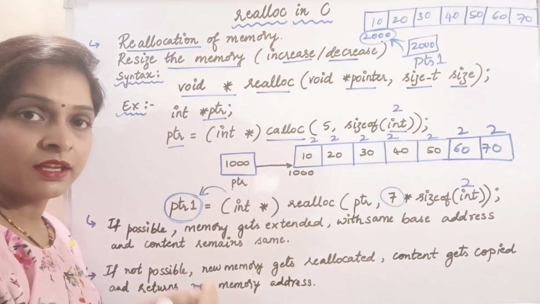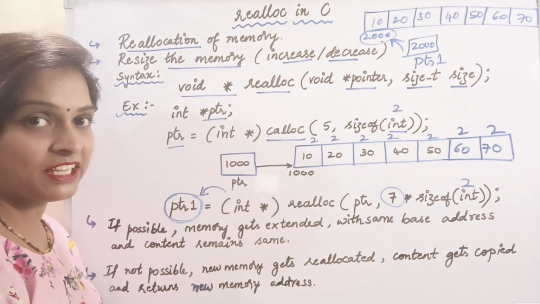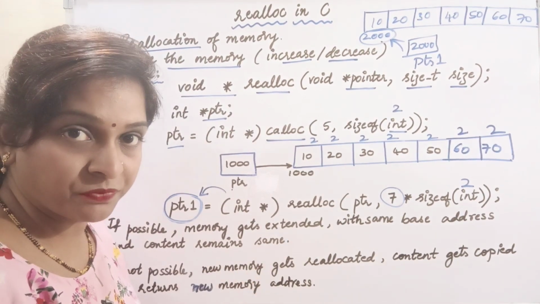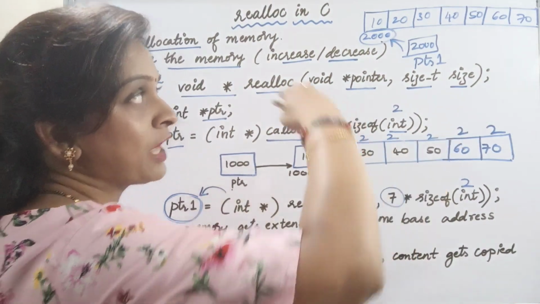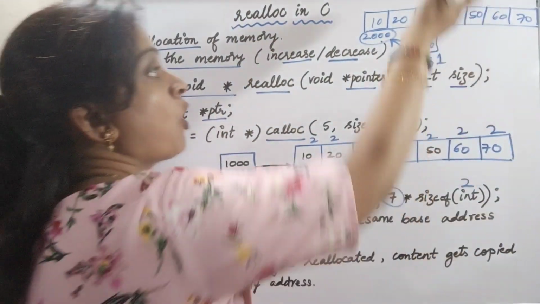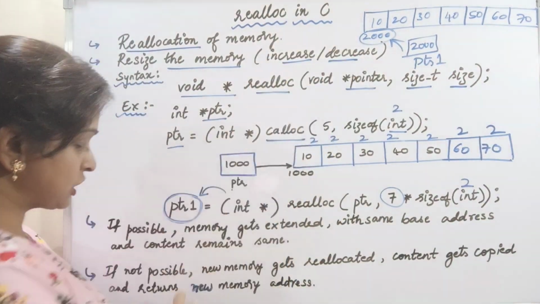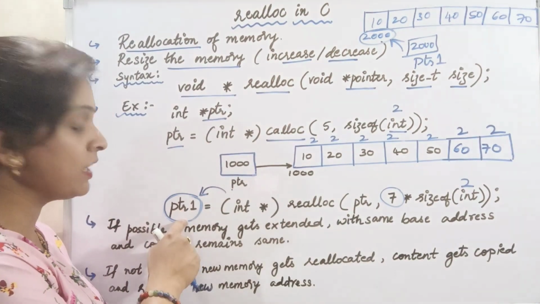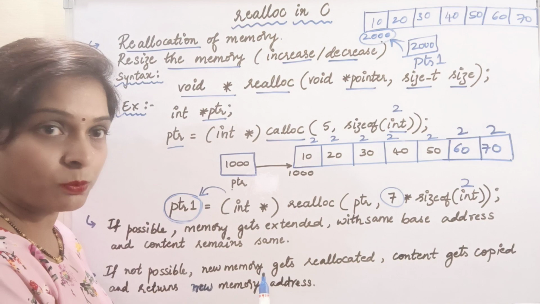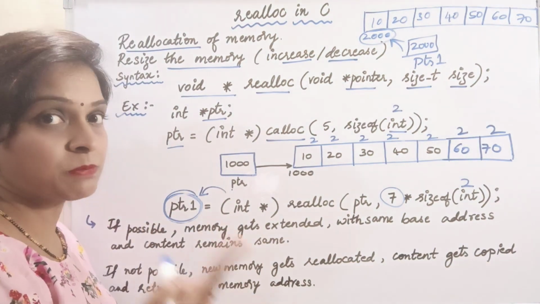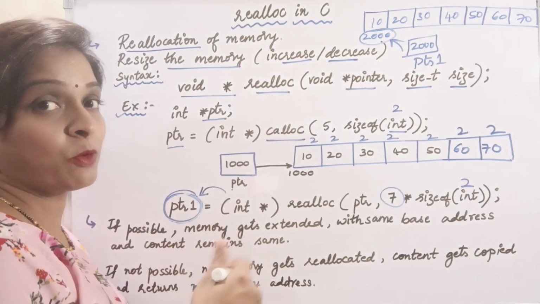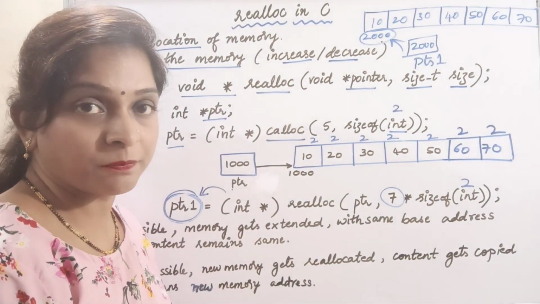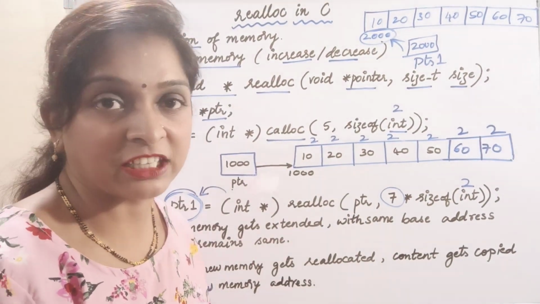And if we try to decrease, obviously the data will be lost. If we increase, the data will not be lost. It may extend the memory or it may allocate a new memory, and all the data will be copied to that new memory and the new base address will be returned to the pointer. We can check that also by printing the pointer value. If I get the same address, the memory is extended. If I get a new address, the memory is reallocated. But the data remains the same because it is going to copy the content. But if you decrease the size, obviously the data will be lost.